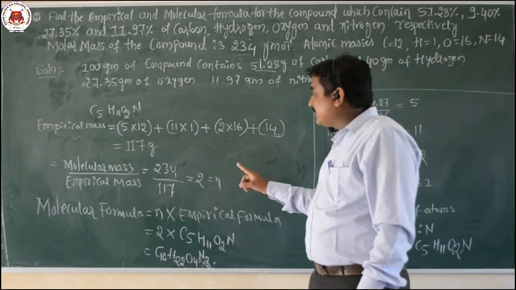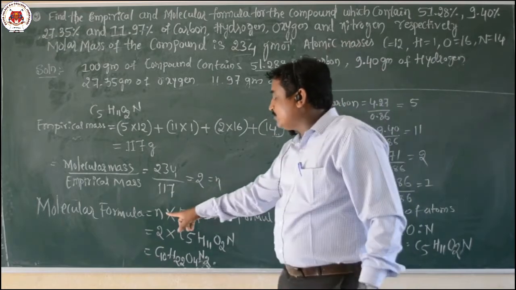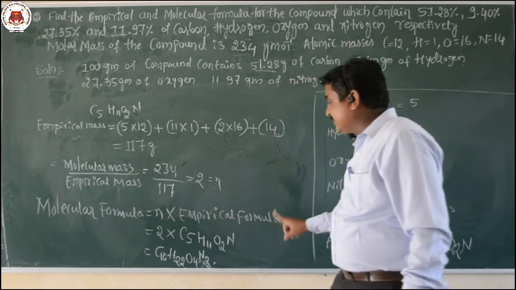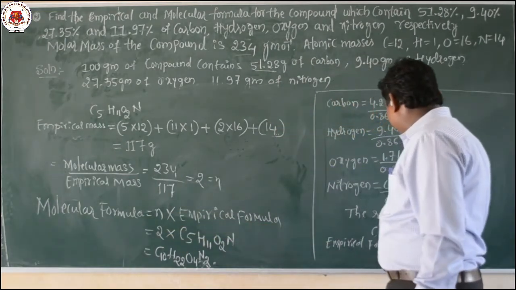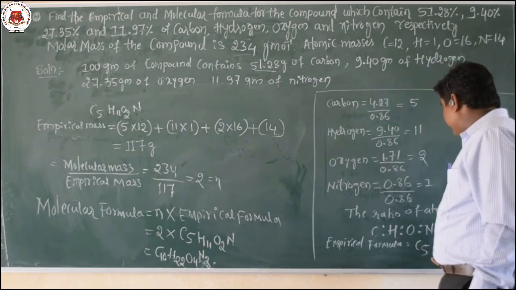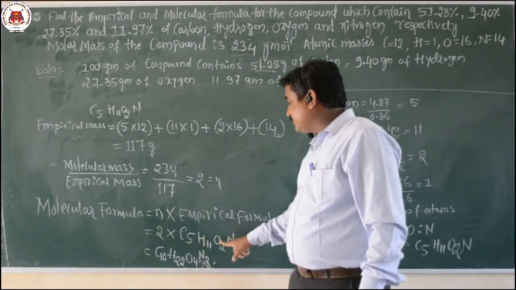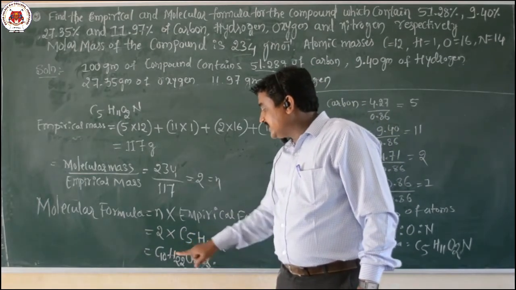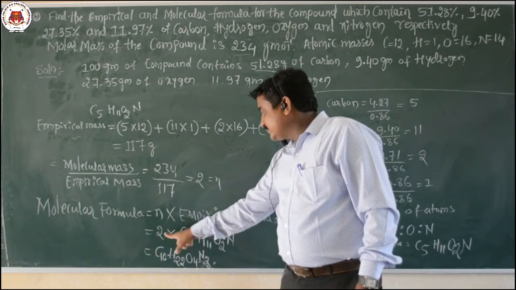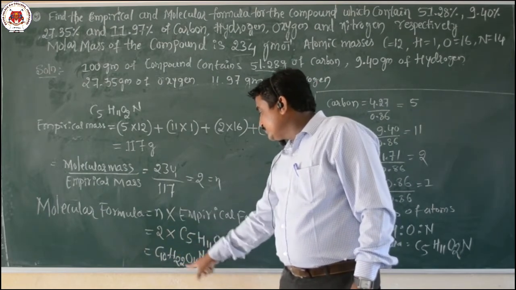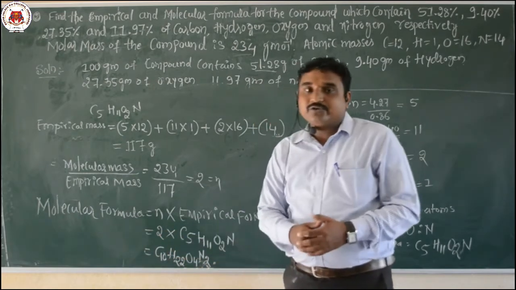After finding this N factor, you have to calculate the molecular formula. That is, molecular formula equals N into empirical formula. The N value is 2. 2 into the empirical formula, which we already know is C5H11O2N. So 2 into C5H11O2N is equal to C10, H22, O4, N2: C5 into 2 is C10, H11 into 2 is 22, O2 into 2 is O4, N into 2 is N2. So this is the molecular formula of the compound.